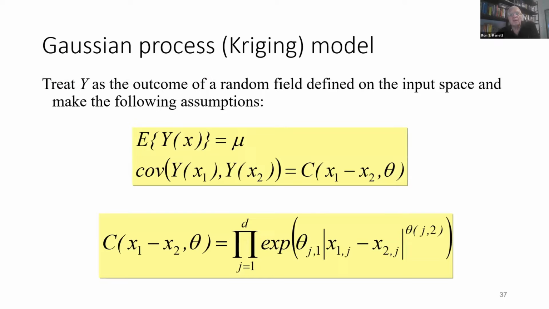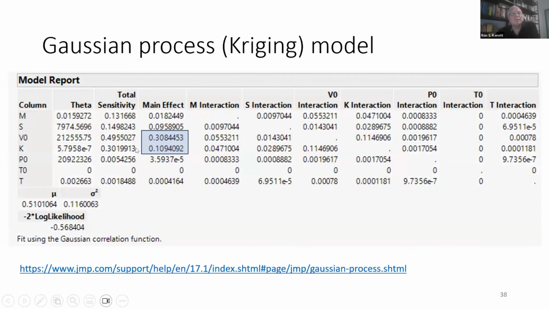So points which are close will have high covariance. Points which are distant will have low covariance. And the parameter theta is parameterizing the model. If we fit this model, we have the theta values. We can see that V0 and K are the two factors that affect cycle time. They have the highest main effect.